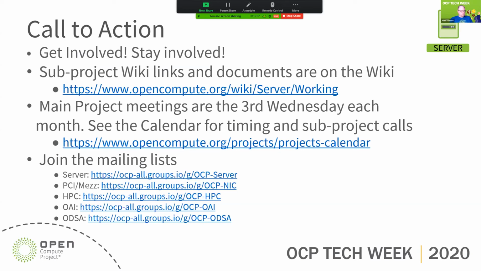We also have a mailing list. We have a separate mailing list for every project and sub-project. So if you go into this Groups.io, you can choose any and all of the sub-projects you want to work with. Specifically, the ones we're using are the OCP Server, OCP NIC, OCP HPC, the OAI, and ODSA. So those are the links for the mailing lists for the server project.